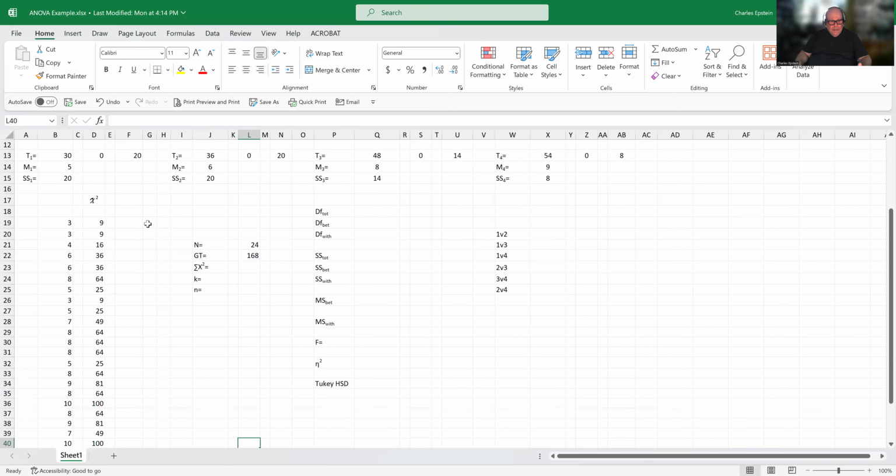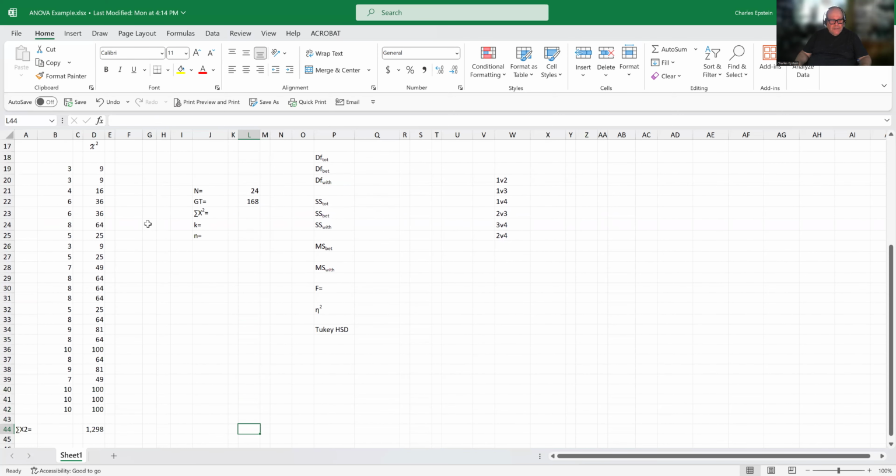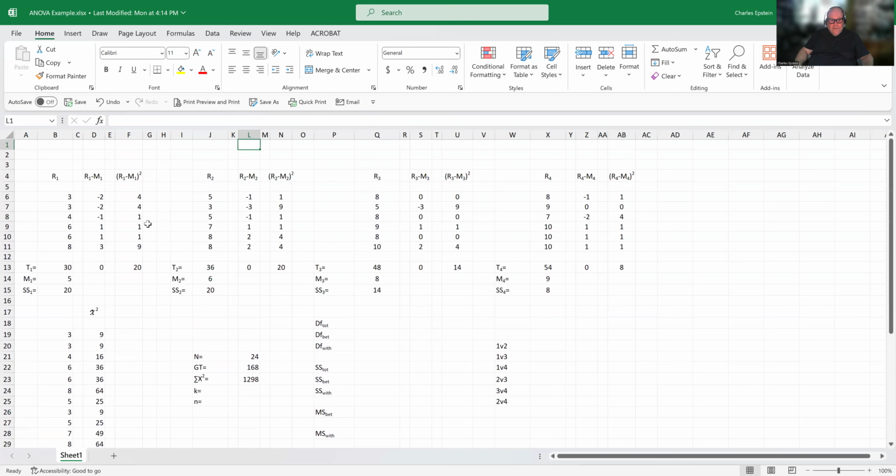Summation x squared, we already did that. So the number there is 1298. I just go over here and plug it in right here, 1298. The next value we're looking to find is K. On the sheet of paper that I uploaded with the formulas and the definitions, K is number of groups. And the number of groups we have is 4.